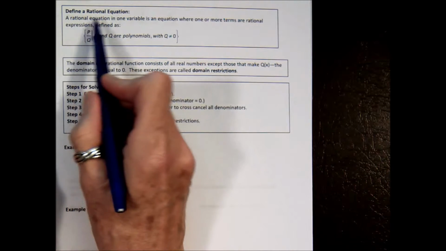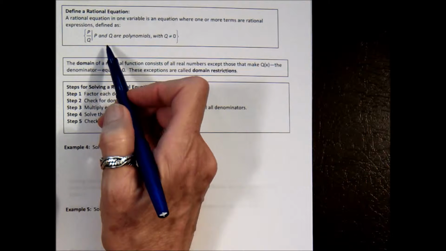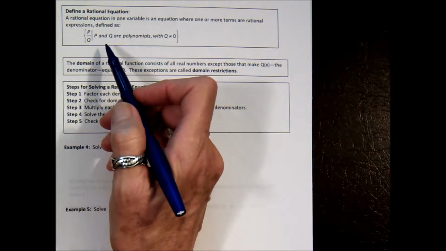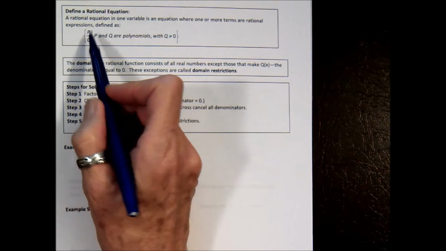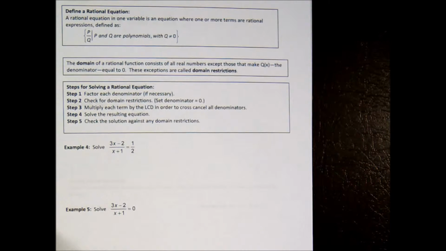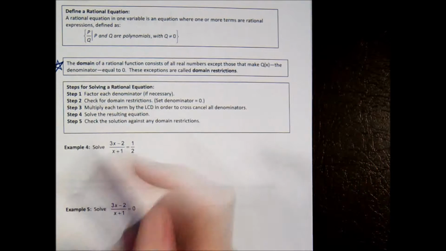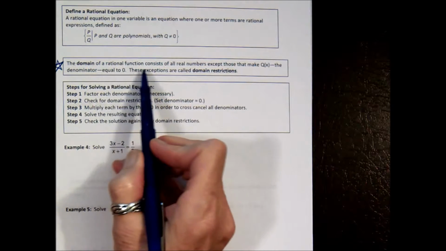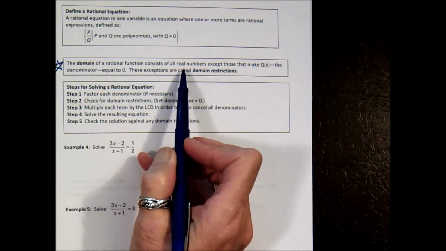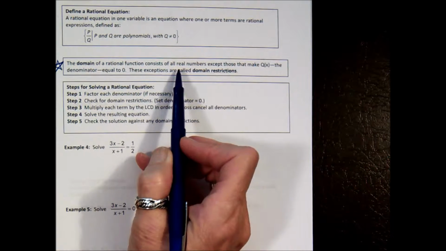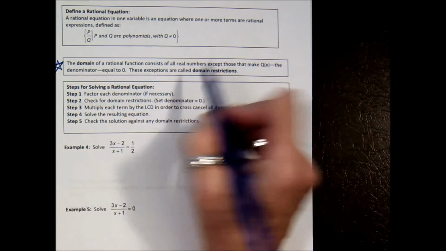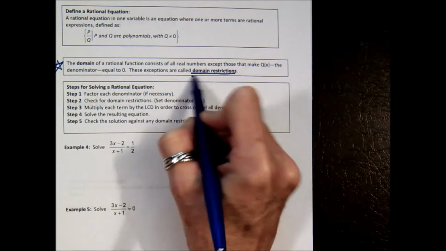Let's look at a rational equation. This again is a review from prior courses. A rational equation in one variable is an equation where one or more of the terms are rational expressions. So we have to be very, very careful here because of what is written here in this second box. The domain of a rational function consists of all real numbers except those that make the denominator equal to 0. Those are called a domain restriction.